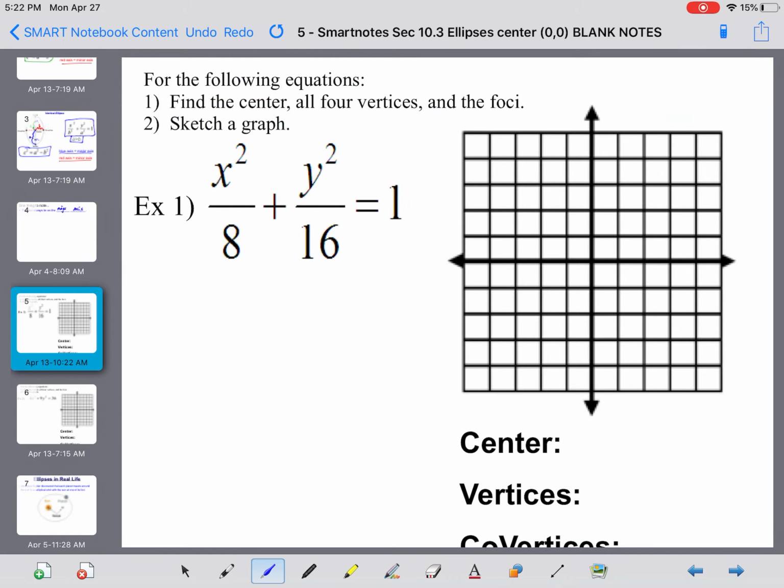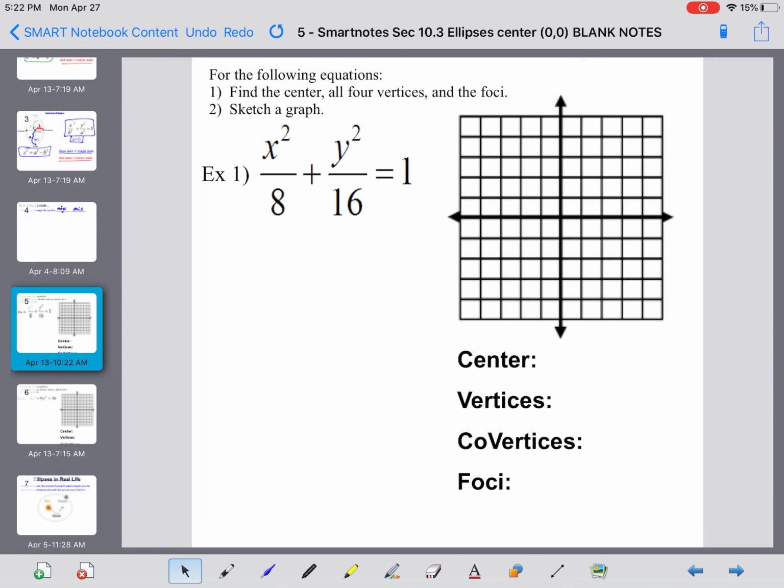Okay, let's try a few of these. So here we're going to start off. I'm going to give you the equation. You're just going to sketch everything. You're going to find the center, the vertices, the covertices, and the foci. Everything should be written as points. Today, the center is going to be at 0, 0. That's nice. On Thursday, we're going to change that. Just like we did with parabolas, we're just going to add an h and a k in there.